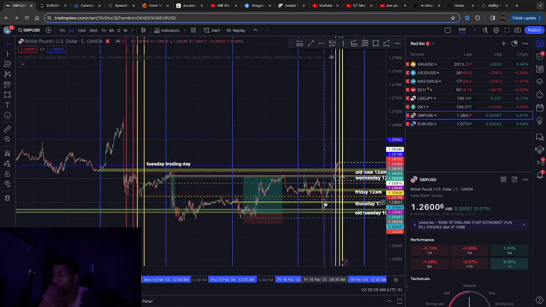So price has to fill this area first before it pushes up. Because if it doesn't fill this area, price has to come and grab that buy side liquidity down here. There's a lot of liquidity down here. These ranges represent buy side liquidity and sell side liquidity. Now you can trade these ranges based off time confluences.